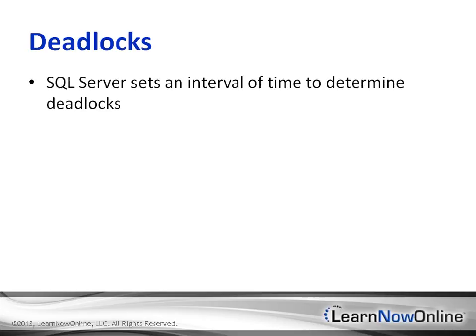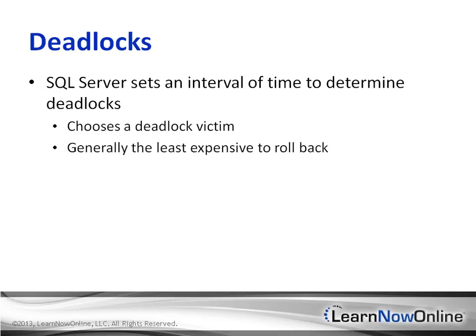Now, SQL Server uses a set interval to determine which processes are running and which are blocked. If that interval passes twice and a process is still blocked, then SQL Server will choose a deadlock victim. And in general, this is going to be the transaction that is least expensive to roll back. And when it rolls it back, it generates an error code 1205, and you can capture that error within your code, the code that caused the transaction to execute. And then, when you catch it, you can either resubmit or cancel the query.